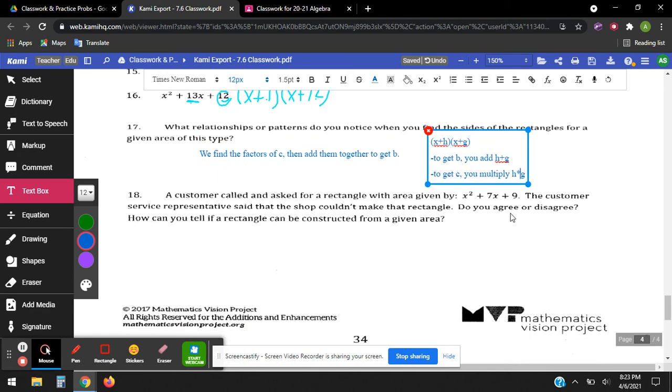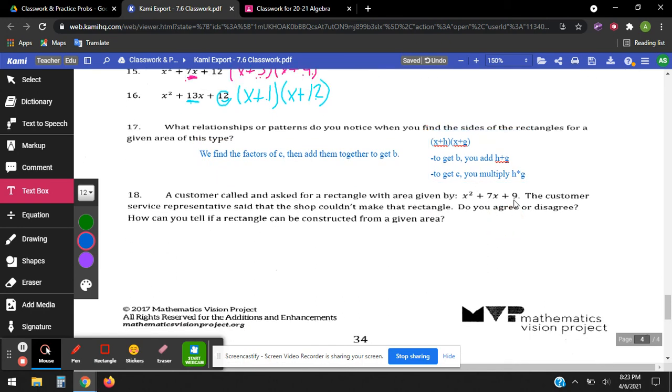Okay, a customer called and asked for a rectangle with the given area given by x squared plus 7x plus 9. The customer service representative said the shop couldn't make that rectangle. Do you agree or disagree? How can you tell? Okay, well, let's see.